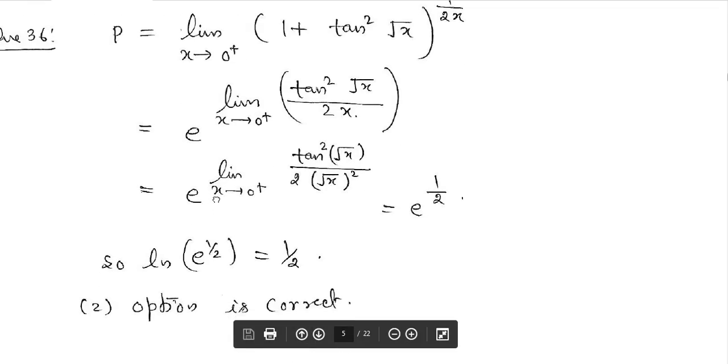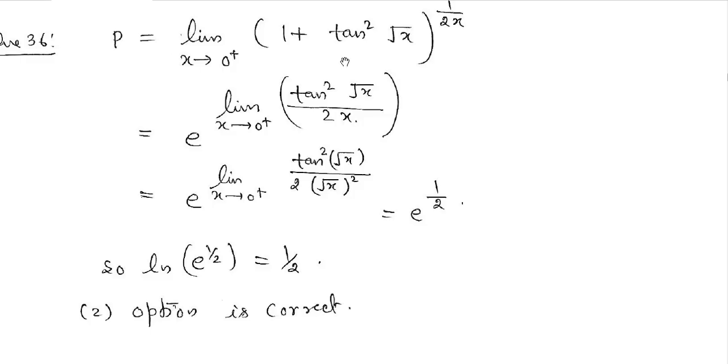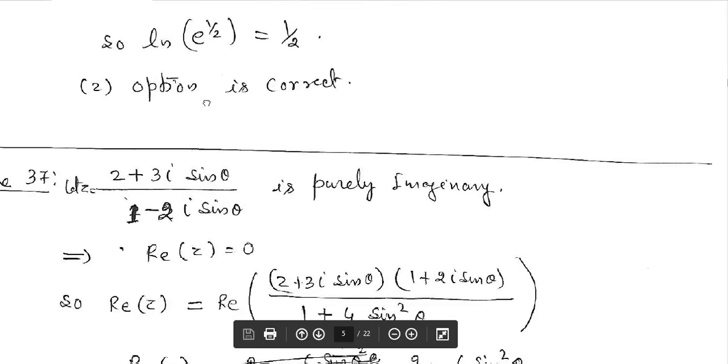In question number 36, we need to calculate this limit. This is of the form 1 to the power infinity, so you know how to calculate the limit: it is e to the power this into 1 upon 2x. If you do it like this, this part will move toward 1 and this is 1 by 2, so the limit would be e to the power 1 by 2. But we need to calculate the ln of p, that is half, so the second option is correct.